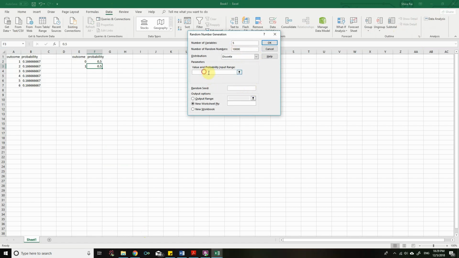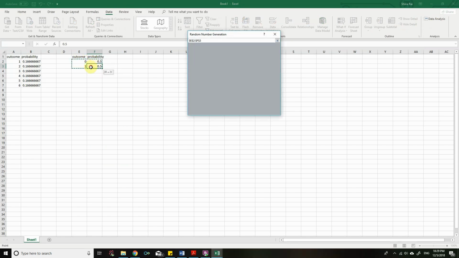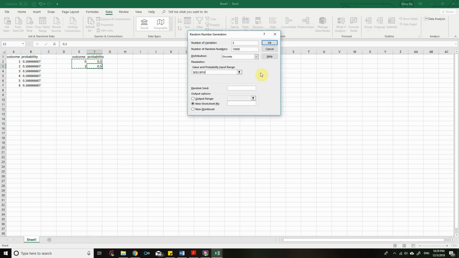10,000 columns. Value and probability input range is this one. Okay, and click on OK. Random seed, leave it empty. Click on OK.